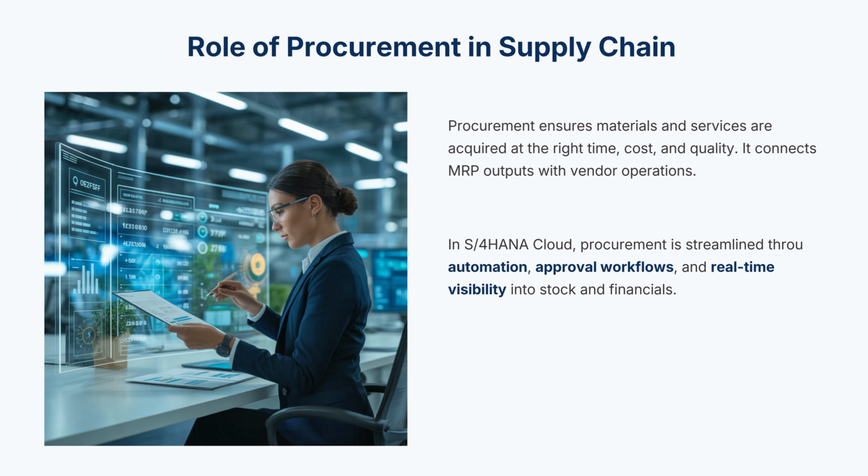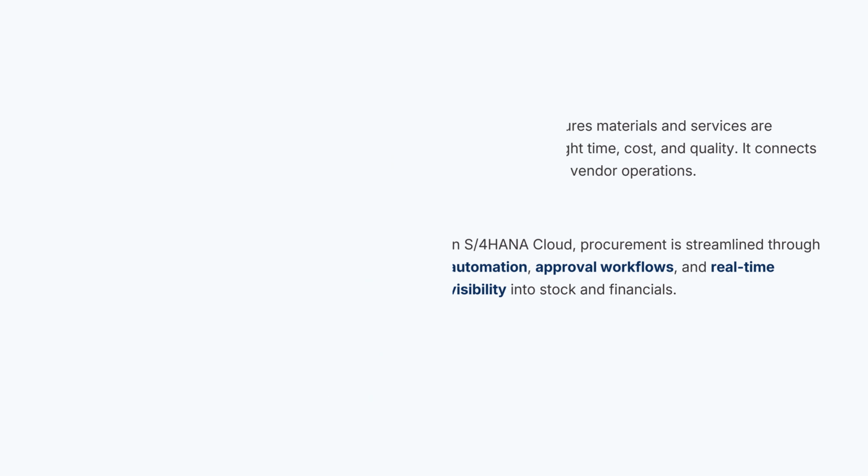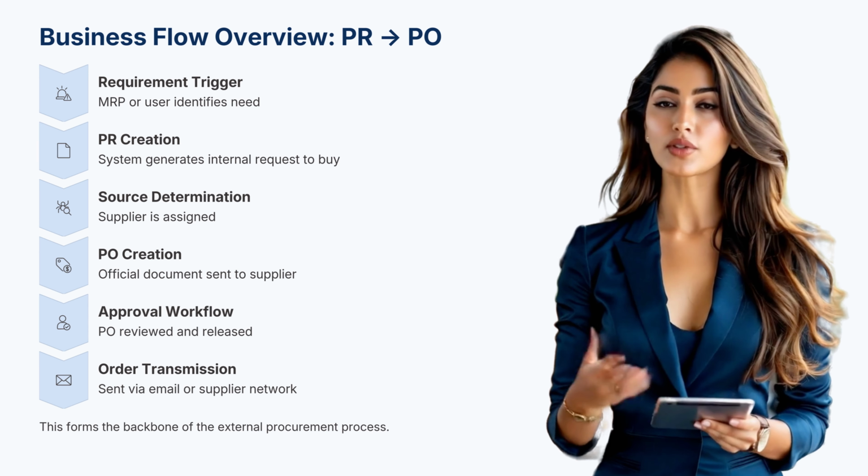Role of procurement in supply chain. Procurement plays a critical role in synchronizing materials, services, and cost control. It bridges MRP-generated requirements with supplier fulfillment. In S/4HANA Cloud, this role becomes even more dynamic, thanks to automation, digital approvals, and real-time integration with finance, inventory, and supplier management modules.